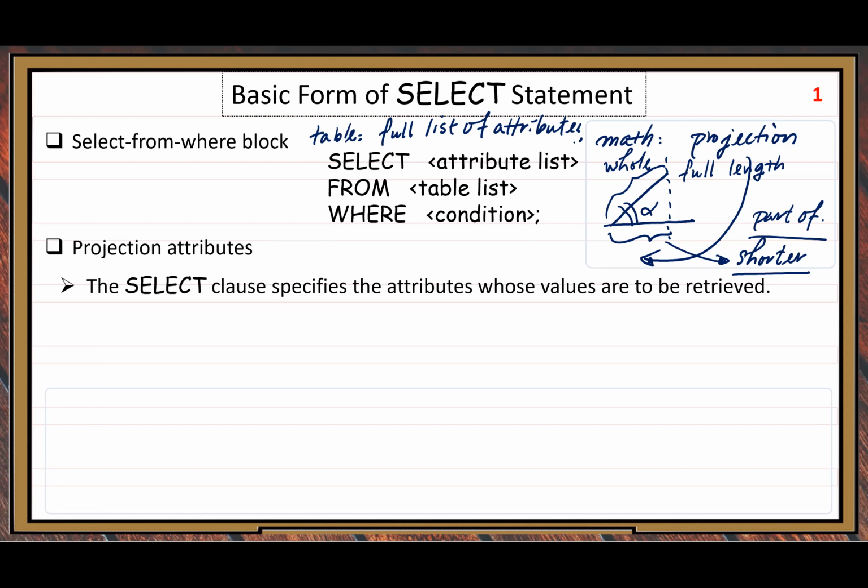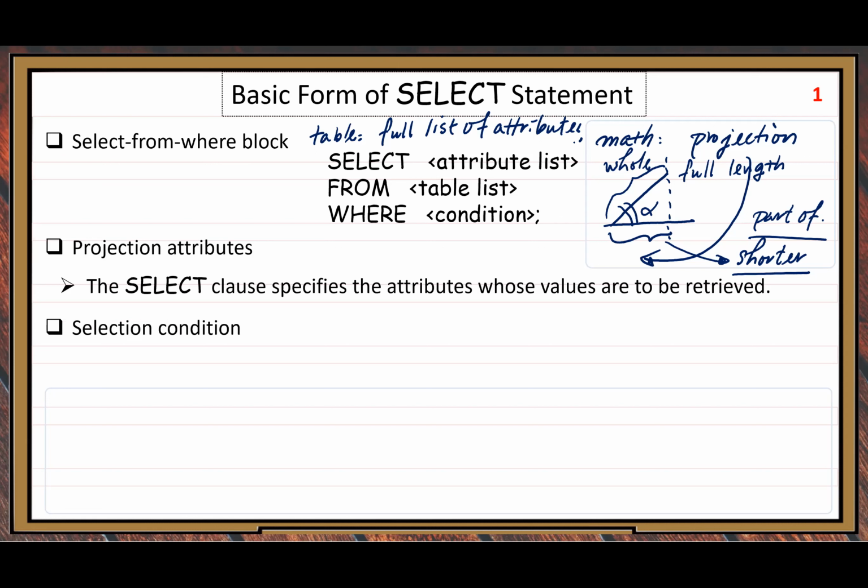You can imagine sometimes we may have a big table with many attributes, but our users may not be interested in all of them. They are interested in some of the attributes, so we only select those attributes they are interested in.